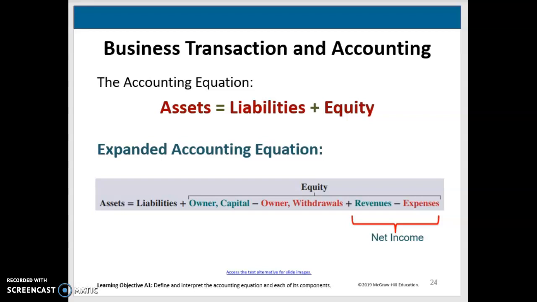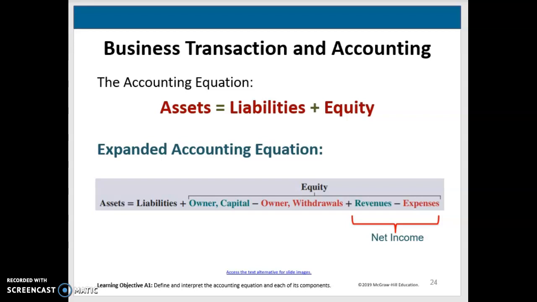The next category is equity, and you see that it actually has several parts if you look at the expanded accounting equation that's down below. There are 4 parts to this. The first one is called owner capital. The second one is owner withdrawals. Then we have revenue and expenses. When we expand those, they are all part of equity. So they're all part of what the business owes to the owner.